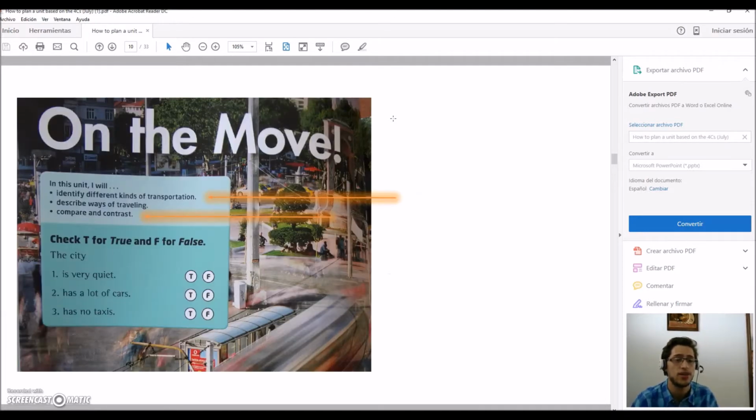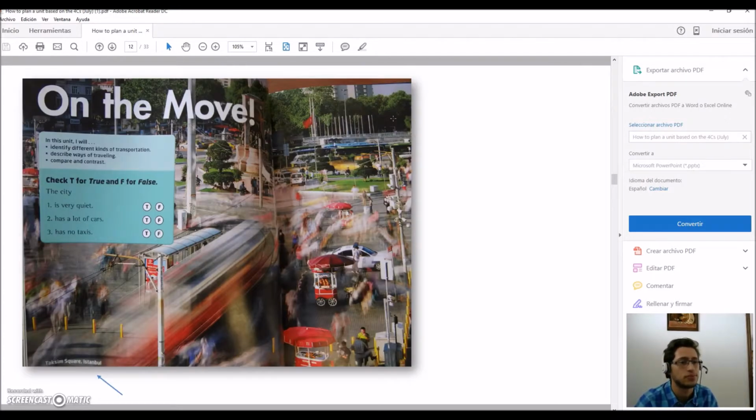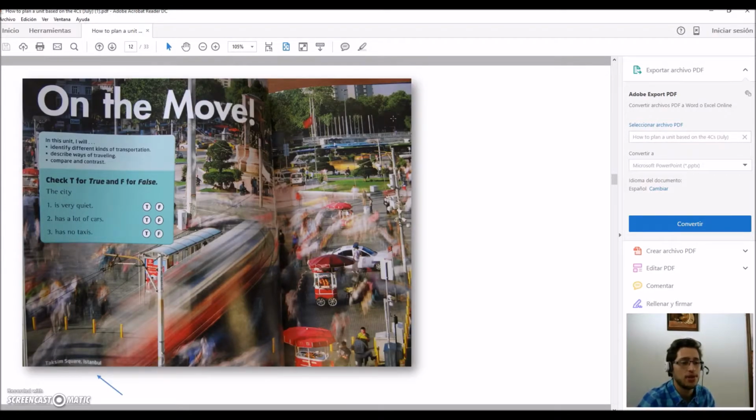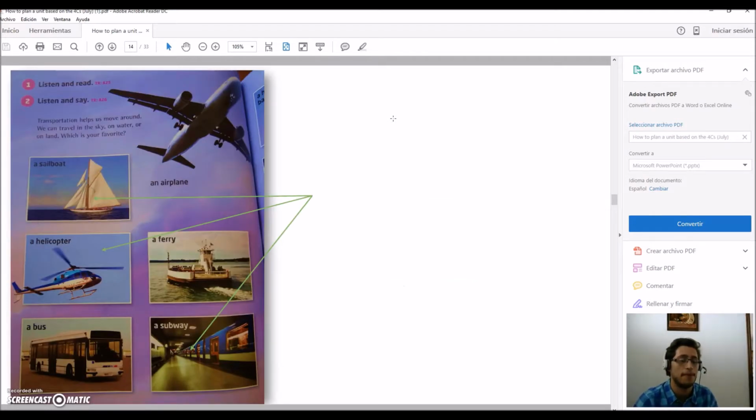I also saw that students are going to compare and contrast. They are also processes related to the mind of the students. So I put it in the map as well, as you can see. Then I continued, and I realized that there is a picture taken in Turkey, right in Istanbul. That's a cultural topic that I could develop in class. So I put it in the culture category. So as you can see, Taksim Square, Istanbul. But that's not the end.